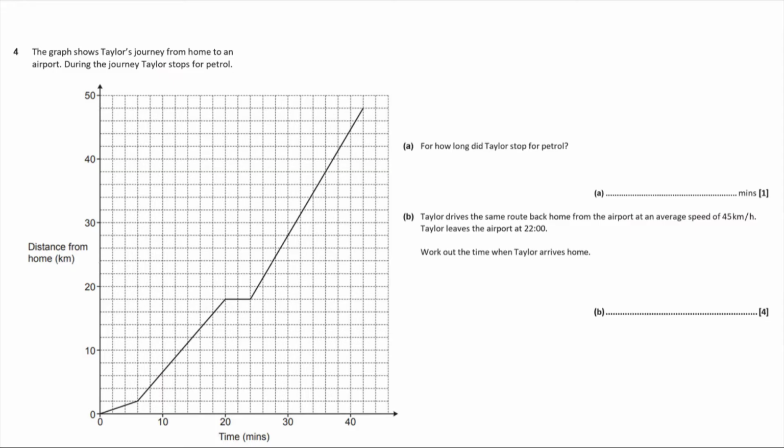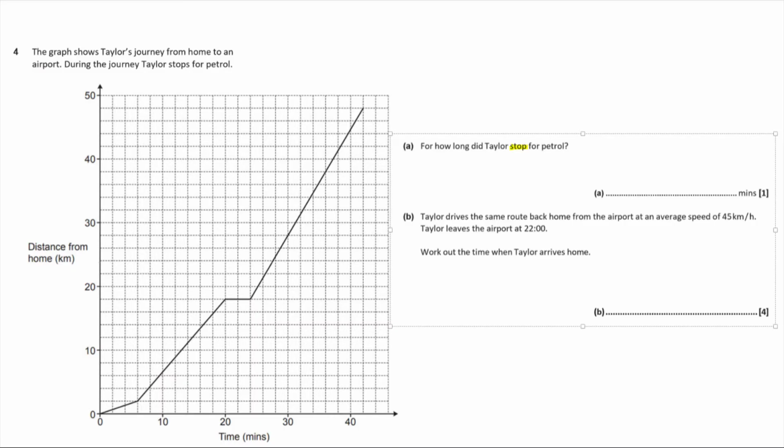Question 4. The graph shows Taylor's journey from home to an airport. During the journey, Taylor stops for petrol. Okay, so we can see this journey coming home. So he starts off going at one speed. He speeds up a little bit. He stops for a bit, and then he goes again. So for how long did Taylor stop for petrol?